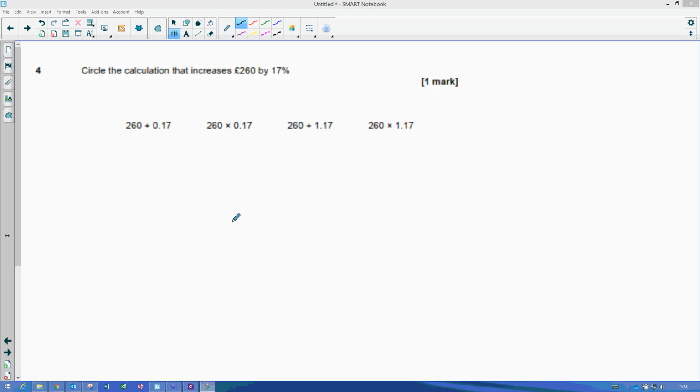AQA sample paper level 2 calculator question 4. Circle a calculation that increases 260 by 17%.